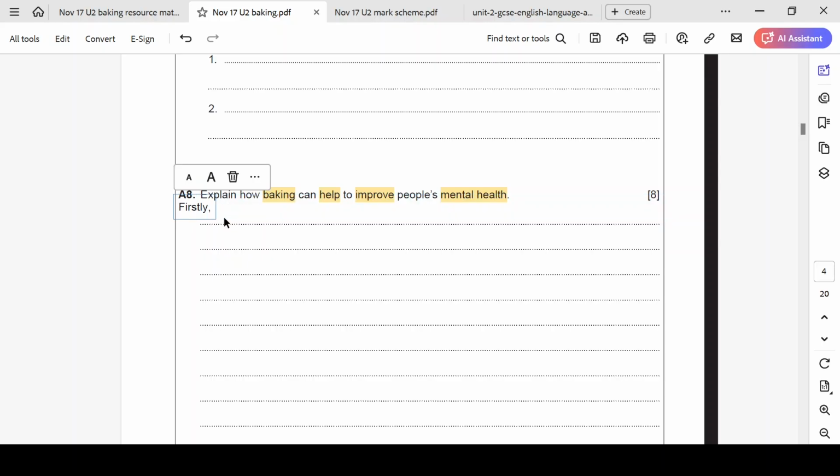firstly, the text says that baking can help. I like to use the words of the question in my answer. It usually means that you are sticking to the answer, sticking to the question. Firstly, the text says that baking can help improve people's mental health. Because remember I said earlier with the other explain question that it's a really good idea to have the word because or so sometimes works, but because definitely.